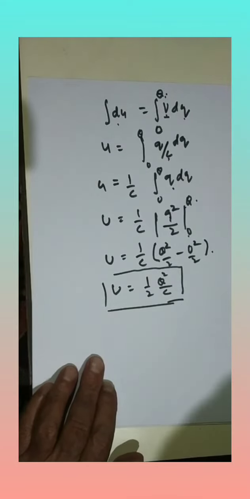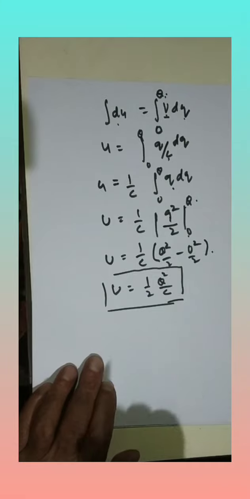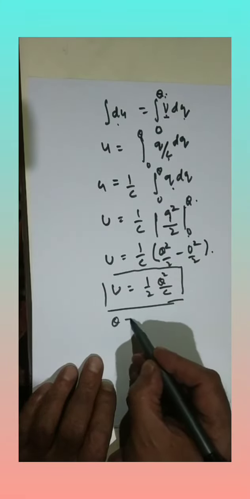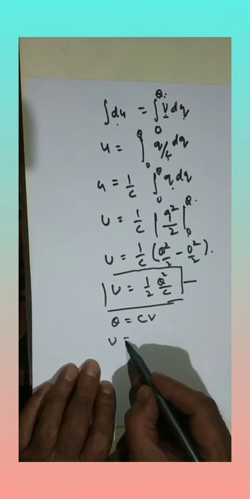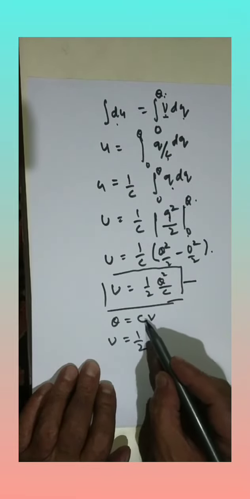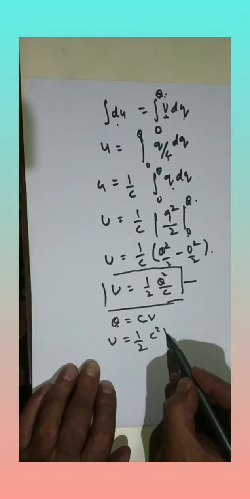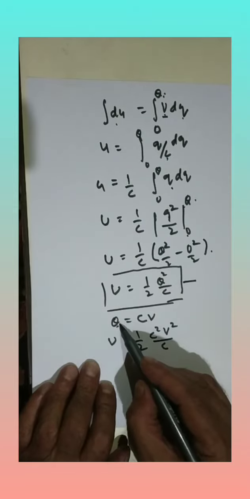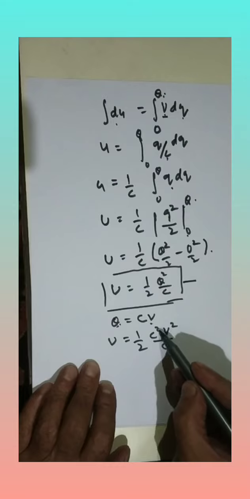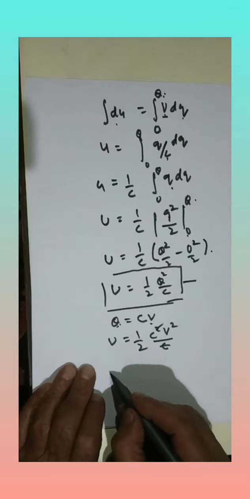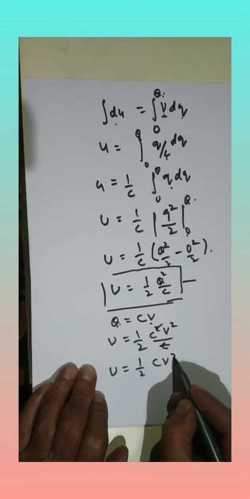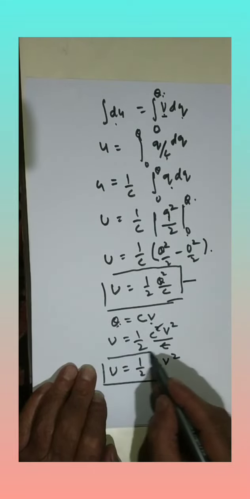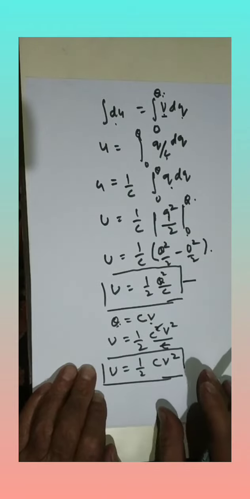We can have other expressions also. We know that Q is equal to CV. Substituting in this equation, we get U is equal to 1 by 2, that is C square V square by C. Substituting for Q, CV. So we get C and this will cancel. So U will be equal to 1 by 2 C V square. This is another expression for the energy stored in the capacitor.